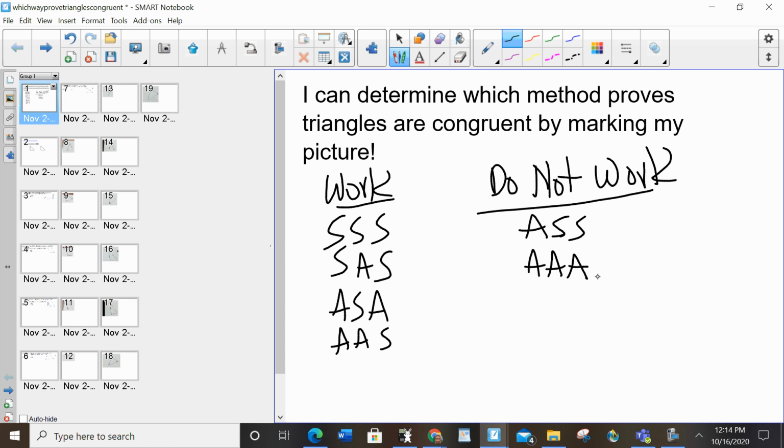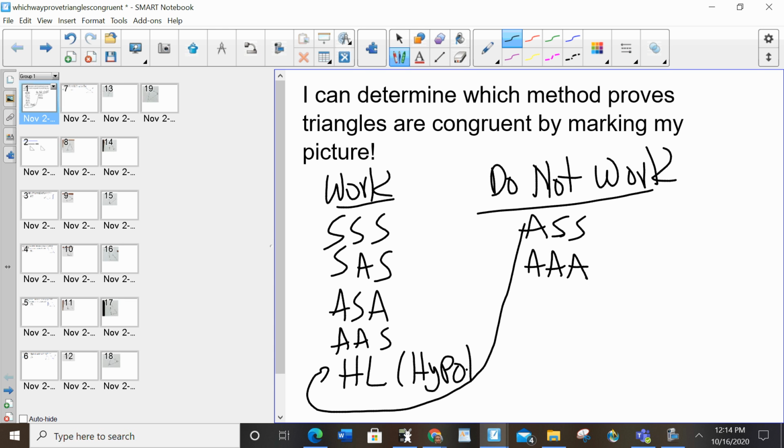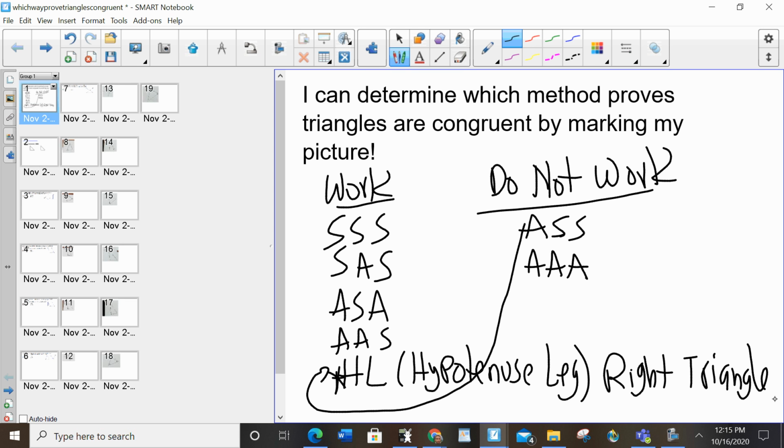Now, there is one exception where ASS works, and we call it HL, which stands for hypotenuse leg. And it only works in a right triangle. So I'm going to explain to you what all these things mean. But what you need to understand is that everything works except for SSA. Any combination of 3 S's and A's work except for SSA.